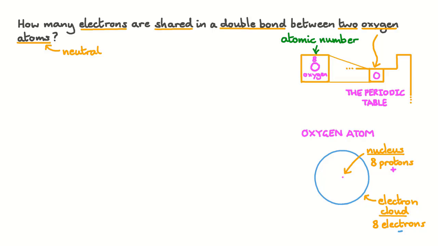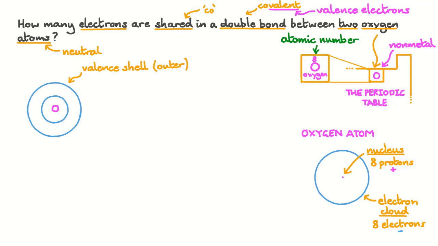The question asks about electrons shared in a double bond between 2 oxygen atoms. Now oxygen is a non-metal, so we'd expect a certain type of bonding. And the word shared gives us the start of it, co in covalent. Now the valent part in covalent refers to the valence electrons. Valence electrons are simply those electrons in the outer or valence shell of an atom or ion.